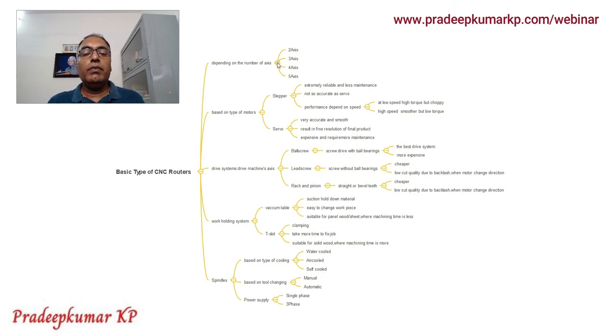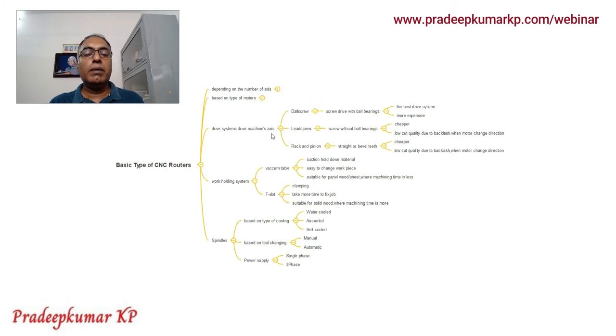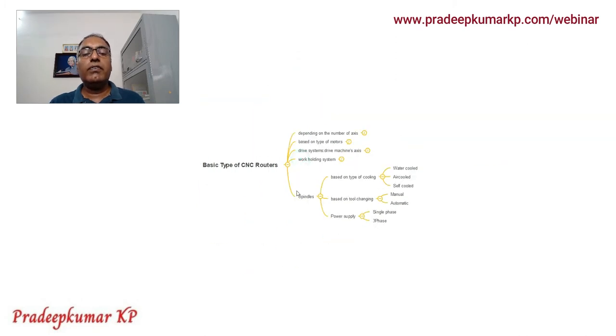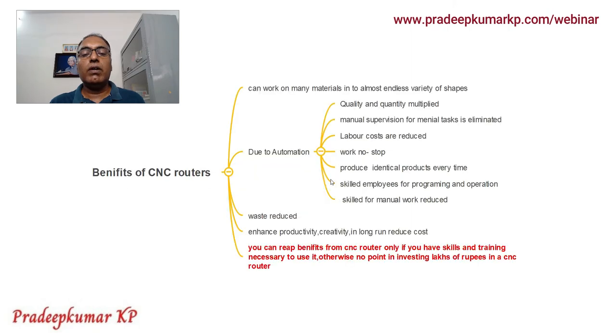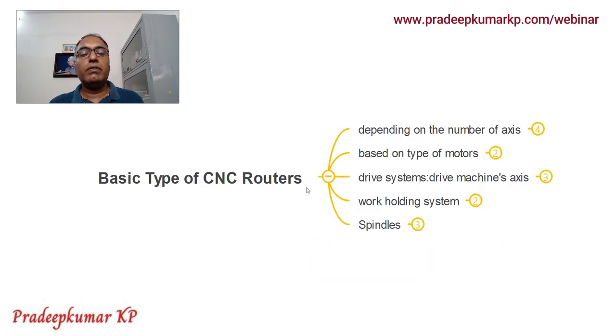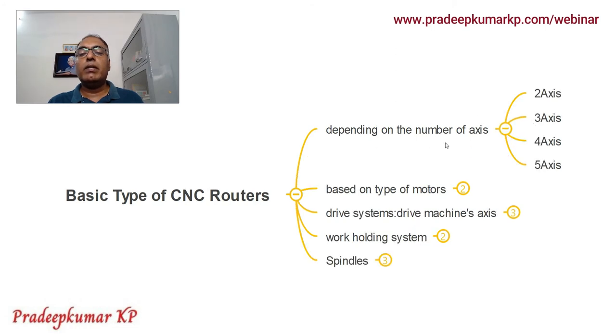Okay, now we will see the basic types of CNC router, how we can differentiate the different kinds of CNC router machines. The benefits we have covered; now the basic types of CNC router machines. What types of machines are there, and in what ways can we differentiate them? I am pointing out a few categories. The first is depending upon the number of axes, whether it is a 2-axis, 3-axis, 4-axis or 5-axis machine, and there are even more definitions like 6-axis and so on.